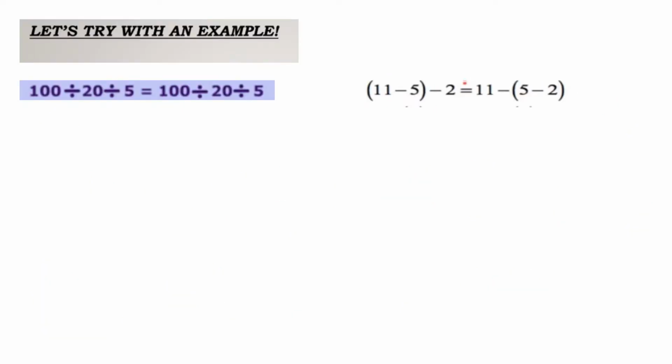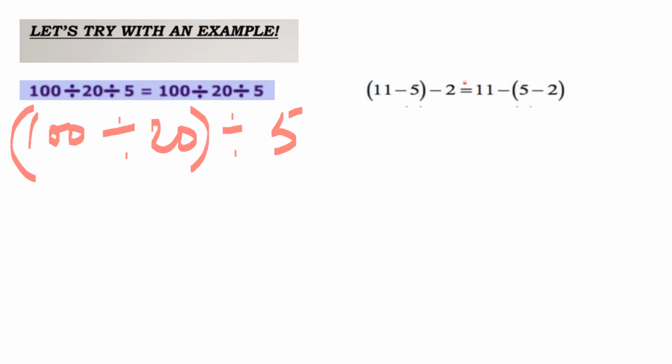Checking out the associativity for division and subtraction now. Let us check with the first example. It is given 100 divided by 20 divided by 5. Let us first group this one, 100 divided by 20. We know 5 times 20 gives me 100, so 100 divided by 20 is 5. Then 5 divided by 5 is 1. Therefore, my answer for the left hand side is 1.